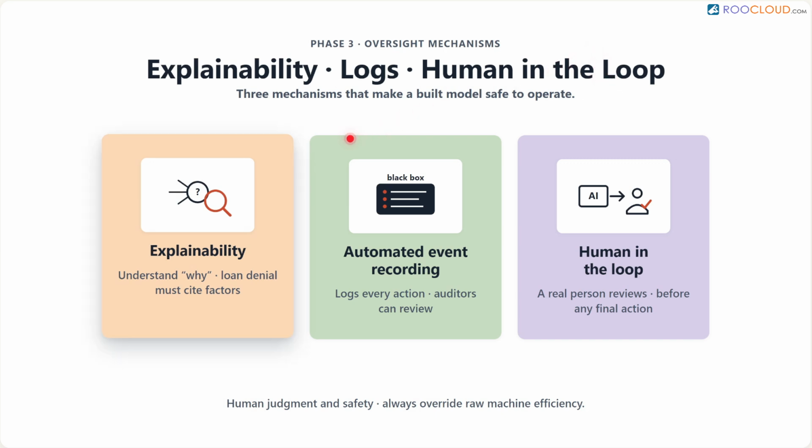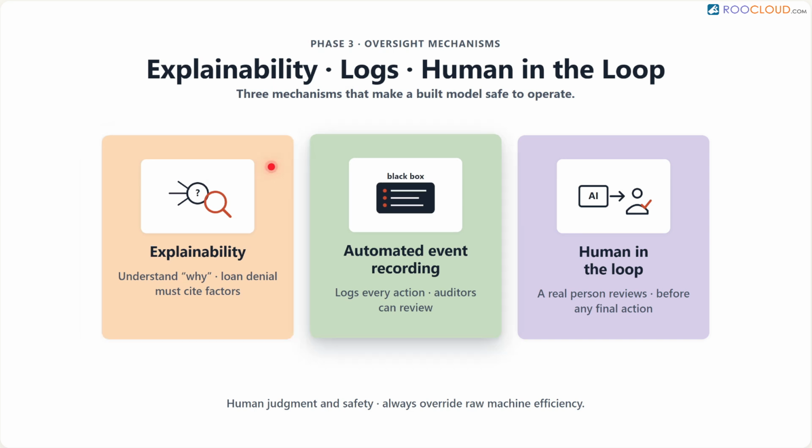Explainability means we can look at a computer's final decision and understand exactly why it made that specific choice. If a bank's automated system denies someone a small business loan, the bank must be able to explain which specific financial factors led to that rejection.